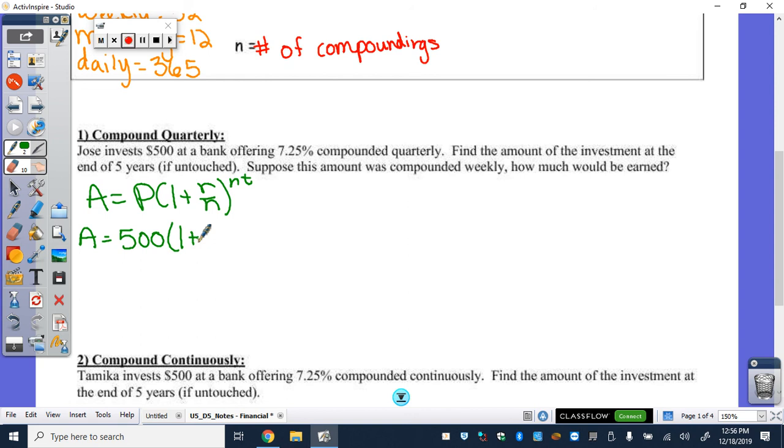What is his interest rate as a decimal? 0.0725. And it's compounded quarterly, so his n is a 4. So the rate gets divided by the 4. And then in our exponent, it's 4 times the amount of years, which is 5. So 4 times 5. So all you have to do now is plug and chug it into your calculator. Type it all in, get the decimal.